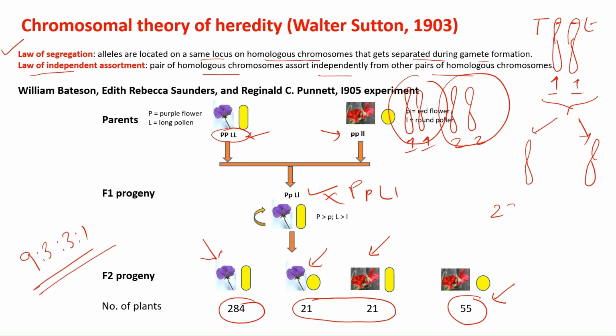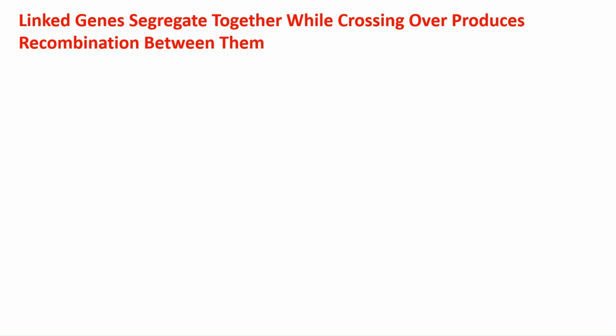Now how many plants? For dominant 284, for hybrids 21, and for recessive 55. Do you think that this ratio is 9 is to 3 is to 3 is to 1? No, it is not. Why did it happen? Why didn't they get the result according to the law of independent assortment? From here starts the discovery of linked genes: linked genes segregate together while crossing over produces recombination between them. So what the line is saying is that linked genes segregate together while crossing over produces recombination.